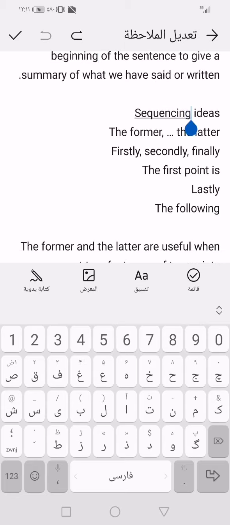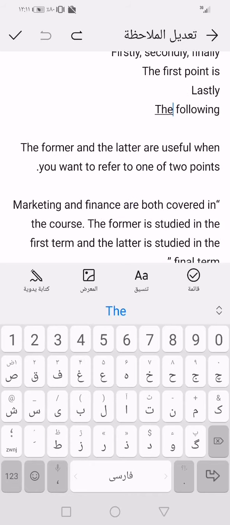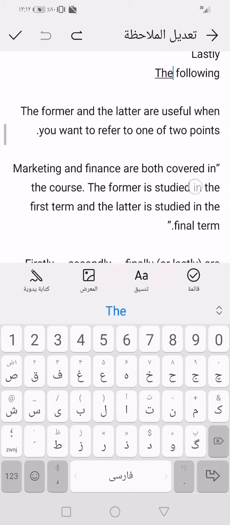Moving on to sequencing ideas. The former, the latter, firstly, secondly, finally, the first point is, lastly, the following. These words are used to sequence ideas. The former and the latter are useful when you want to refer to one of two points. We use them when we want to refer to one point or several points.